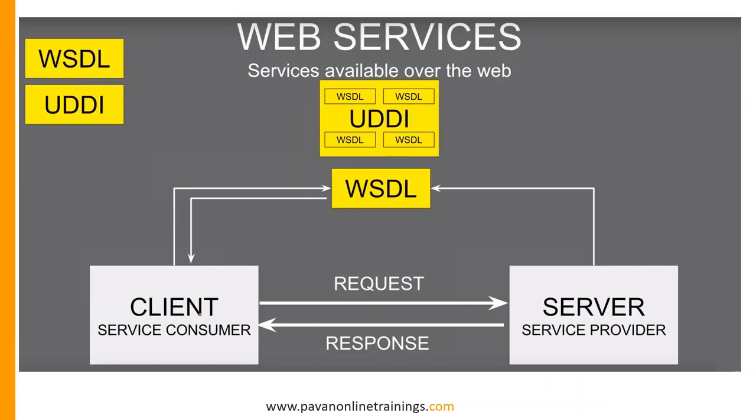So the client is the service consumer, and there is a service provider. Let us assume that this is Google. They are providing some APIs. This is a client. He is trying to access a Google API, but he doesn't know what the API is, where it is located, what functionality it performs. But what he has to do now is approach UDDI and get the required WSDL. He has to request UDDI and get the WSDL document, and through the WSDL document he has to understand, then send the request and get the response. Now UDDI contains multiple WSDLs for multiple APIs.